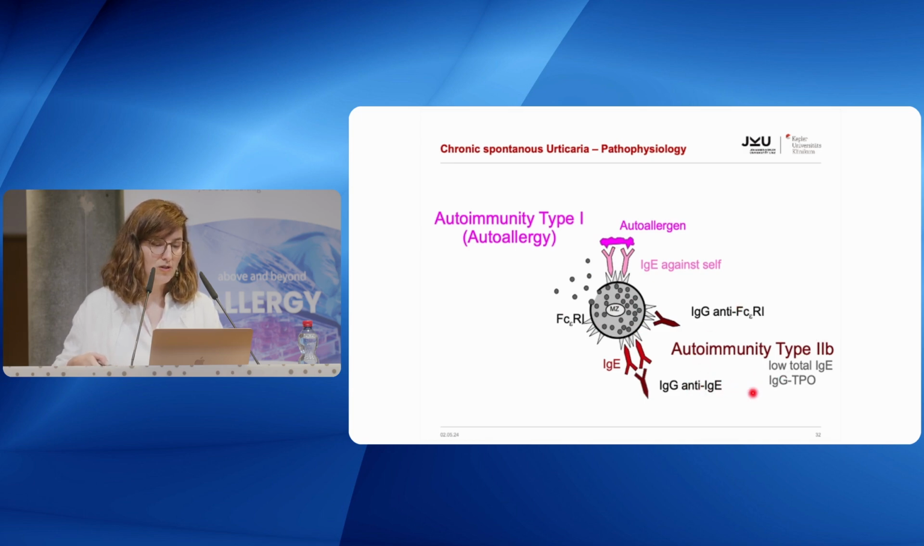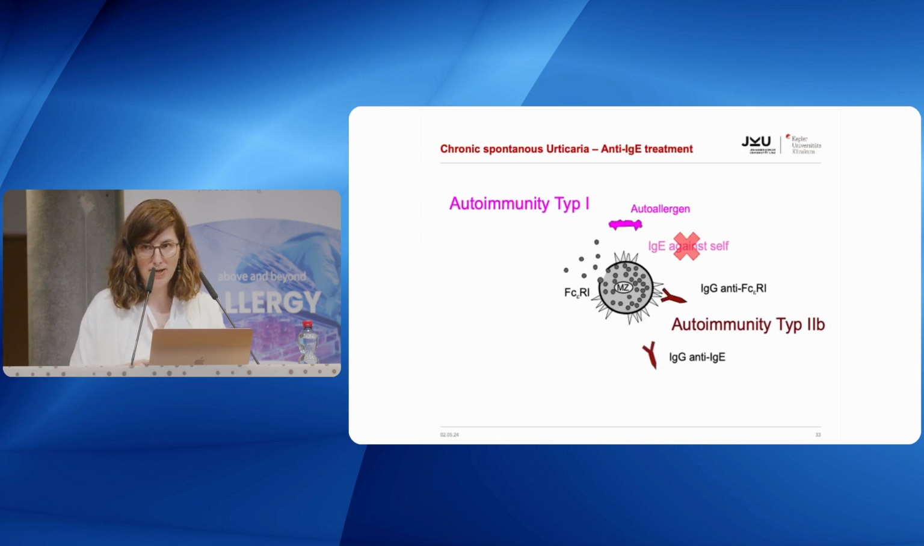Very often these patients also have other features of IgG autoimmunity, as I said, like IgG anti-TPO, for example. And since they have more of an IgG-prone immune system, very often these patients have low total IgE. What is then happening if we treat these patients with an anti-IgE drug like omalizumab, which is a recommended therapy in these patients? We take away the IgE. And this is happening pretty fast. And once we remove the IgE, it cannot be loaded anymore onto the cell. And so this mechanism is blocked.